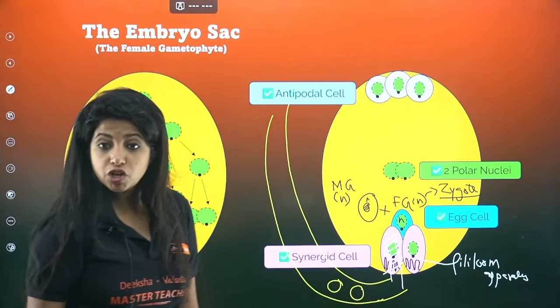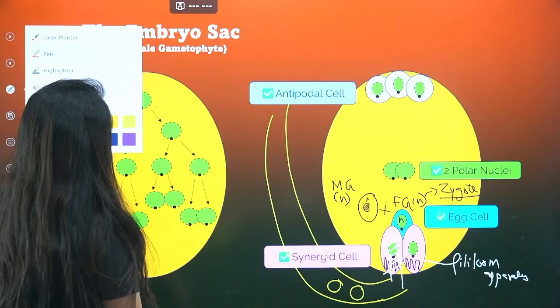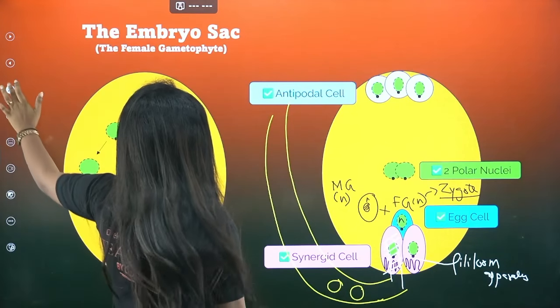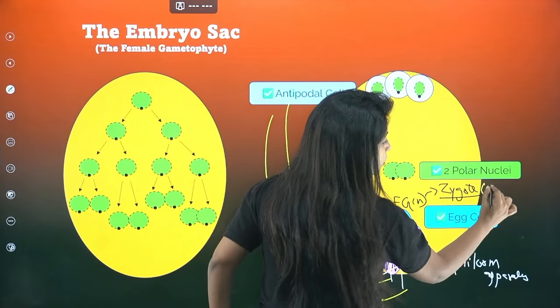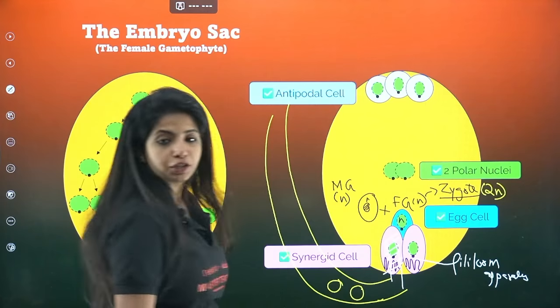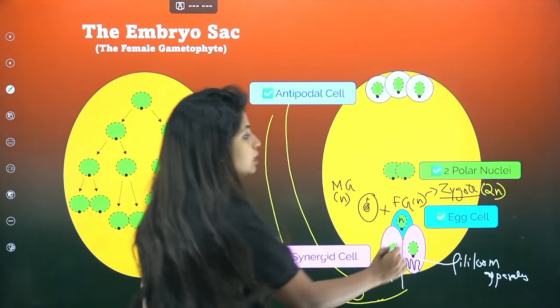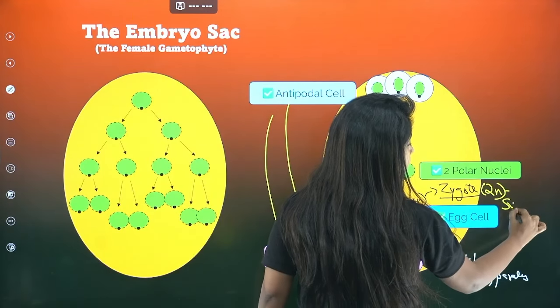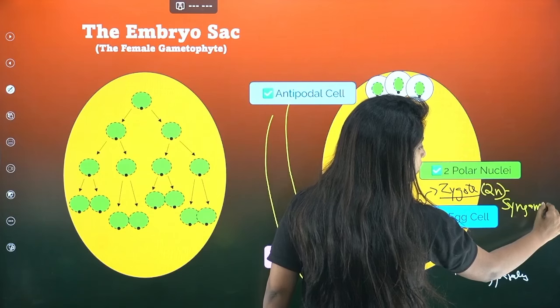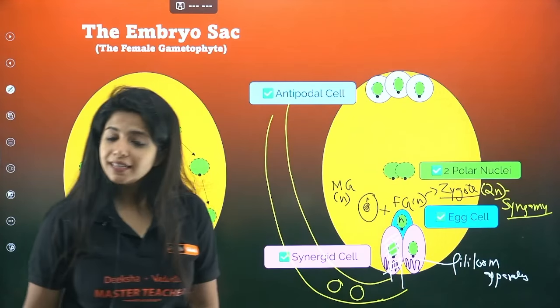And the zygote is what? Diploid in nature. The zygote is going to be diploid. Why? Because n and n becomes 2n in nature, right? And this fusion is known as syngamy. This is the first fertilization that we have. This is known as syngamy.